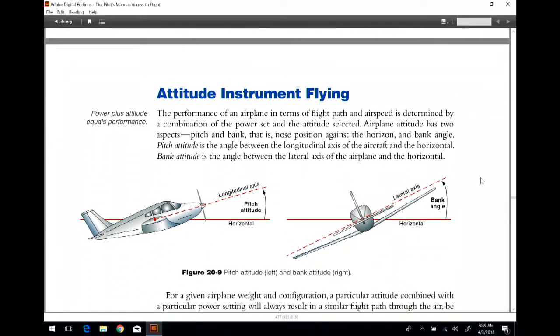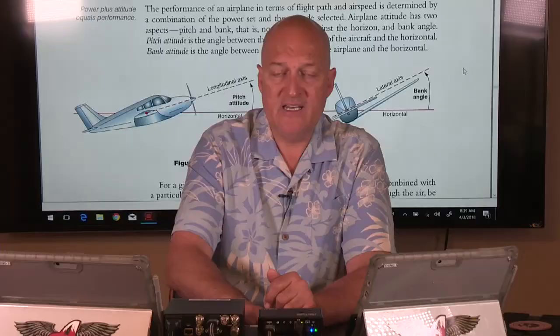Attitude instrument flying. This is something you have to understand: power plus attitude equals performance. Power plus attitude equals performance. Think about what that means. Adding or subtracting power is going to affect the pitch of your aircraft, right? And adjusting the pitch of your aircraft is also going to have an effect on the power if you don't adjust it. So you kind of have to think about what that is.